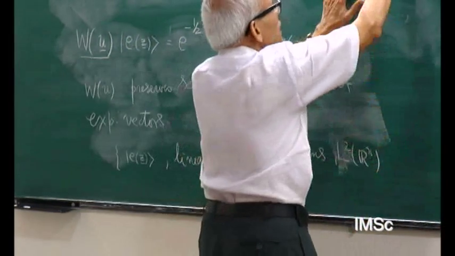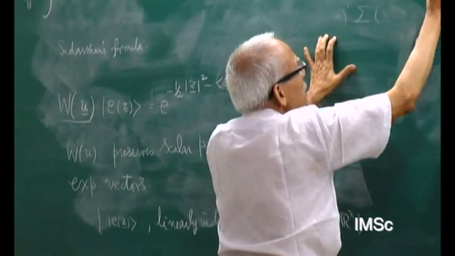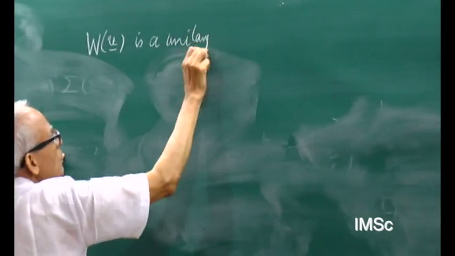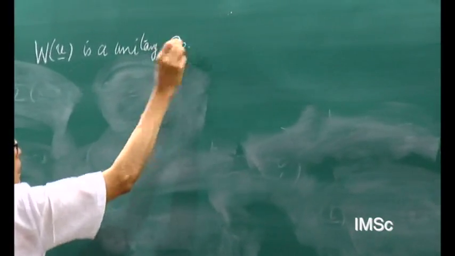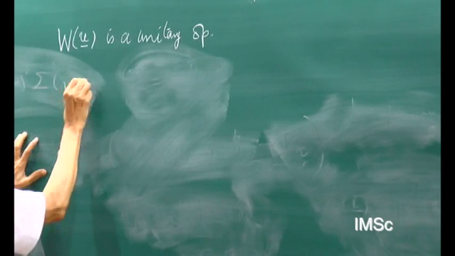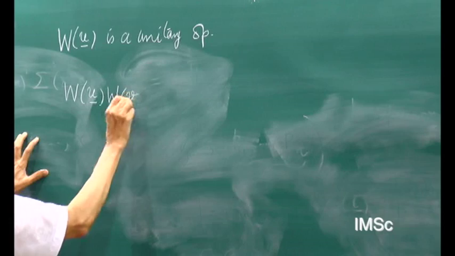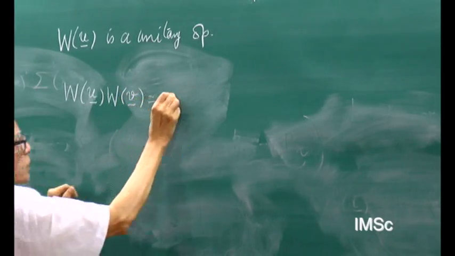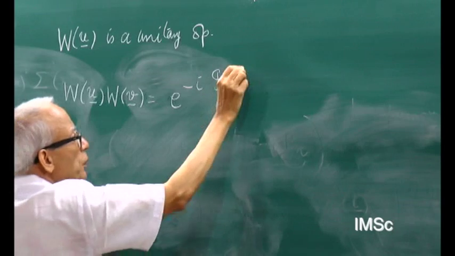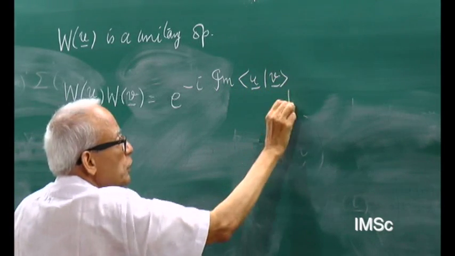So, you get W u is a unitary operator. And then you can compute everything directly if you use W v. This is equal to e to the power minus i, imaginary part of u v into W u plus v.